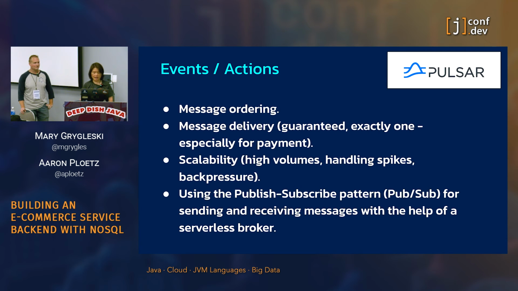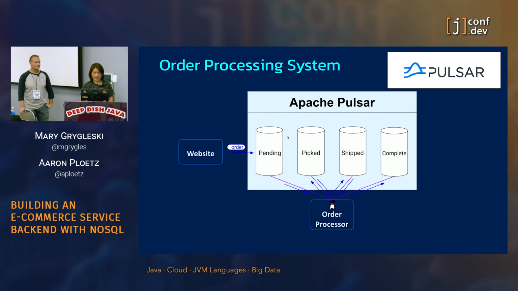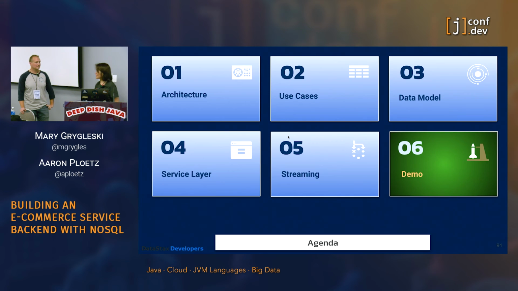Sending, receiving with the help of a serverless broker. Okay, so this is just, again, back to the e-commerce example, is that you can consider using a broker such as Apache Pulsar to help you. This particular example will show you how it changes state going through the flow. So using Pulsar to illustrate that.